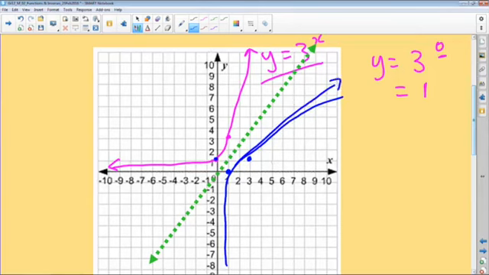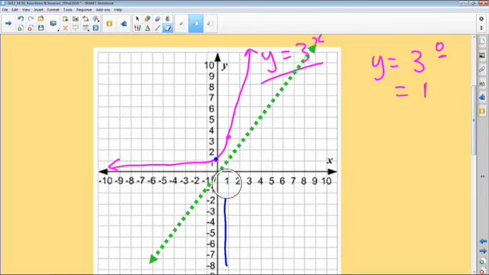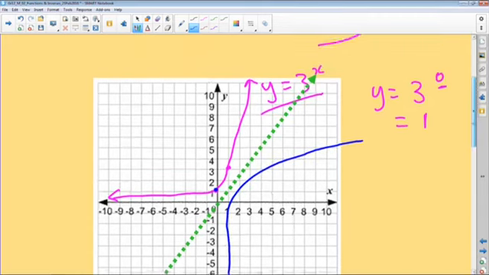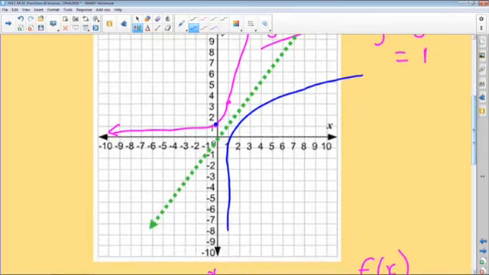All right, and that's going to be... Actually, I need to redraw that. That's not looking very nice. Let's just put that in again. Okay, so my log graph is going to go something like this. All right, and those are inverses, and they're symmetrical about the line y is equal to x.